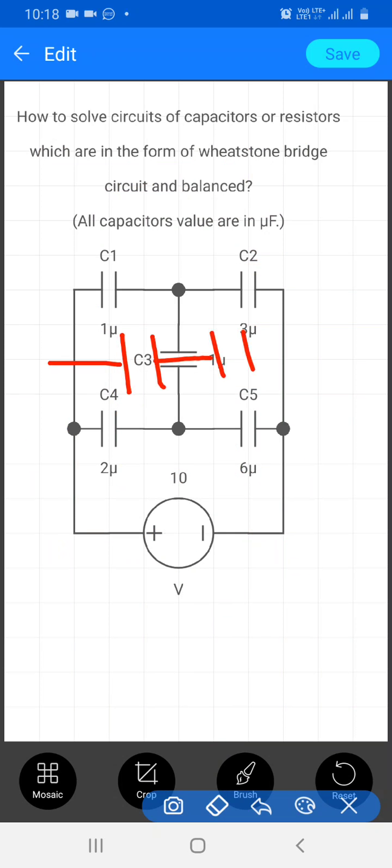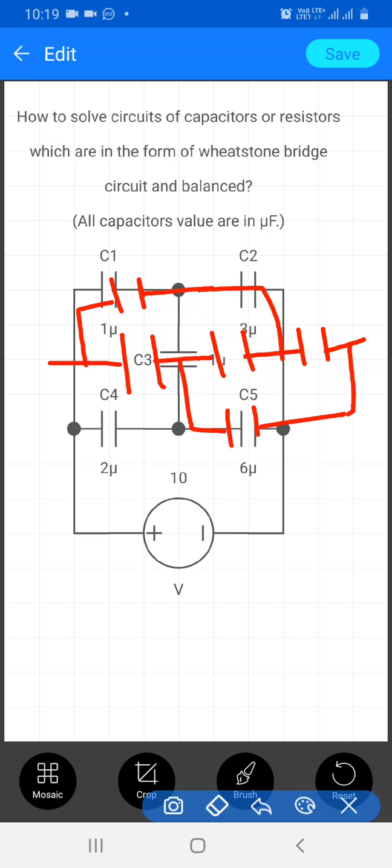This one, this, and here is another capacitor connected like this, and here is capacitor connected like this. A and B we put here. If I put here 1 and 6, 2 and 3 and 5 in this way.